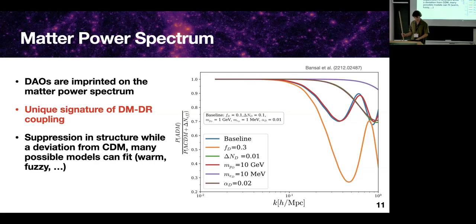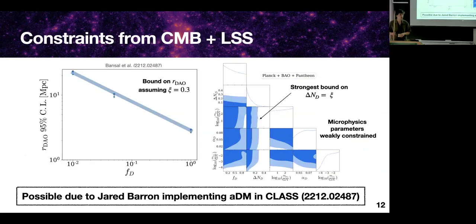So if it's showing up in the matter power spectrum, we can of course look to CMB measurements to constrain this. And this is one of the first studies for ADM, fractional ADM. This was possible due to Jared Barron implementing ADM in CLASS. So I really want to emphasize that to do these studies, you really need to take the existing CDM technology and put in the effort to adapt it to handle these alternative dark matter models.